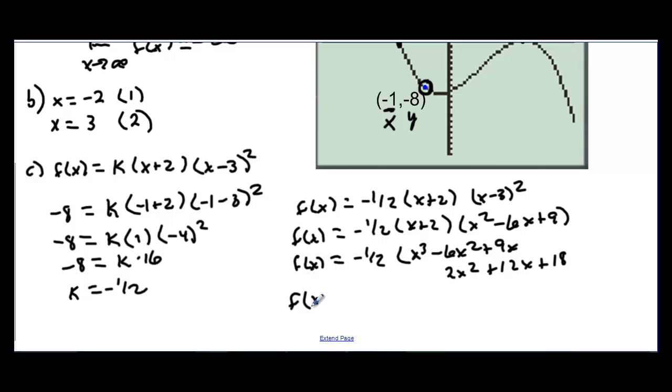F of x is equal to negative 1/2 x to the third. We have negative 6 plus 2, which is negative 4, and half of that is going to be plus 2x squared. And then we have 9 plus 12 is 21, so we have minus 21 over 2x, and then finally minus 9.